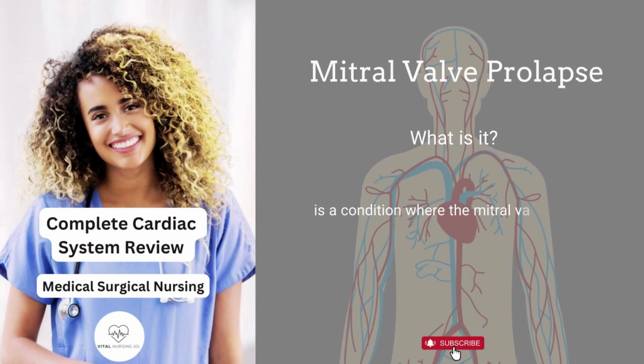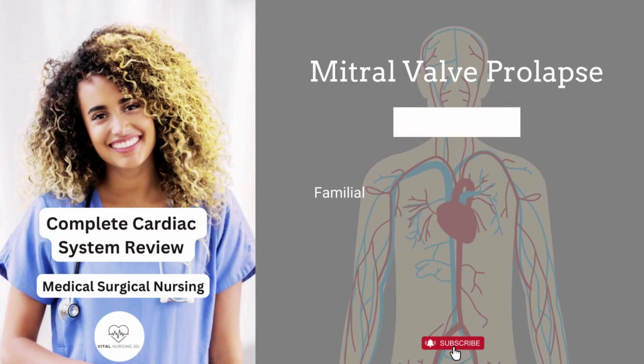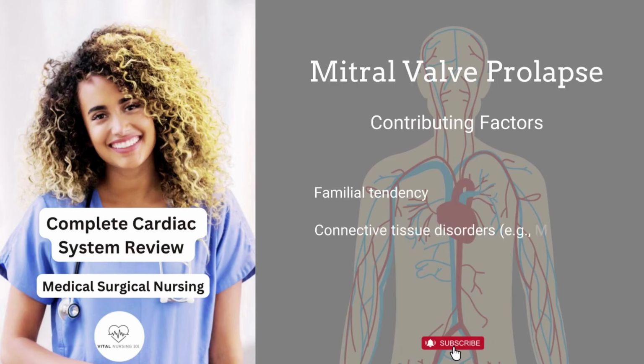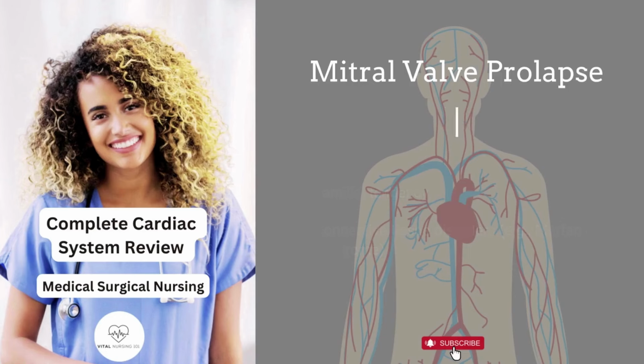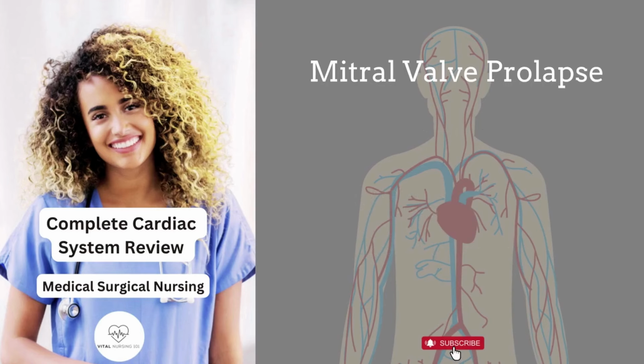Mitral valve prolapse is a condition where the mitral valve's leaflets bulge or prolapse into the left atrium during systole, sometimes causing blood to leak backward, which we call regurgitation. Contributing factors are the following: a familial tendency and connective tissue disorders, such as Marfan syndrome. Manifestations are the following: often asymptomatic, atypical chest pain, palpitations, and a mid-systolic click on auscultation. The diagnostic procedure for this is an echocardiogram.